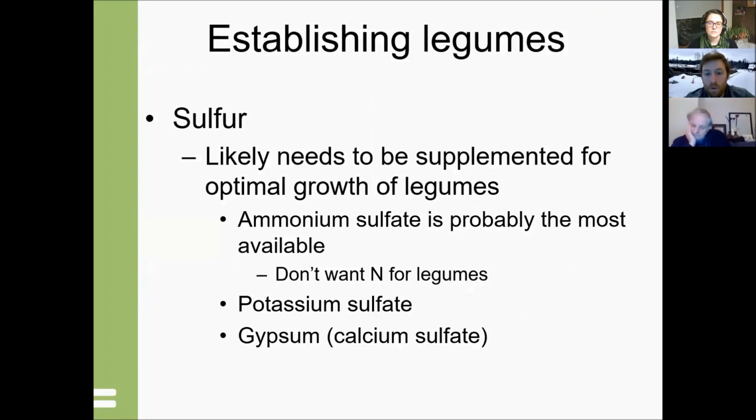Ammonium sulfate fertilizer is probably the most available fertilizer to add, but of course we don't want to add nitrogen for a lot of our legume crops because that's what they're fixing. So some other options are potassium sulfate and gypsum, which is actually calcium sulfate, which may or may not be available depending on where you live.